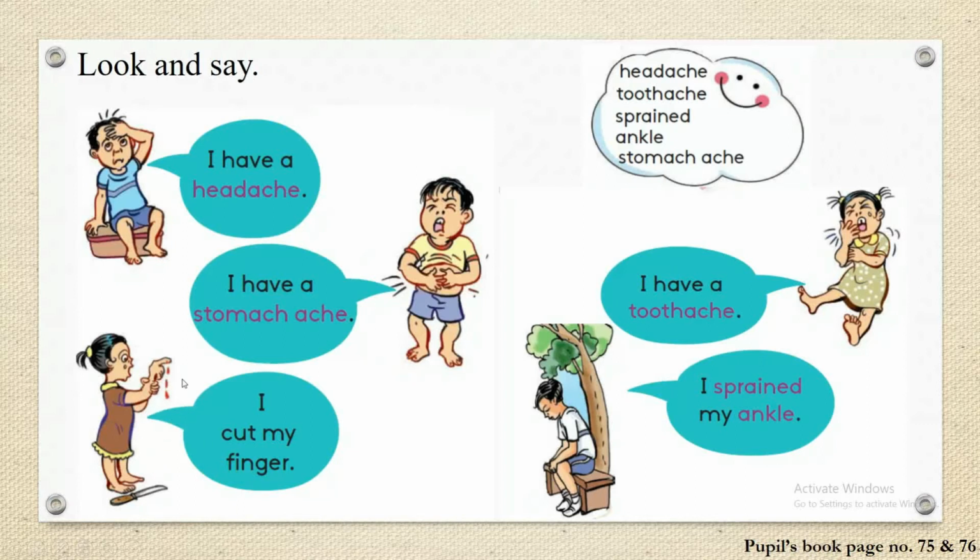So, be very careful. It is an accident. Okay, now look at this picture on your next page. There is a girl. She is shouting. She is crying. Yes. What's wrong with this girl? Let's read her speech bubble. I have a toothache.